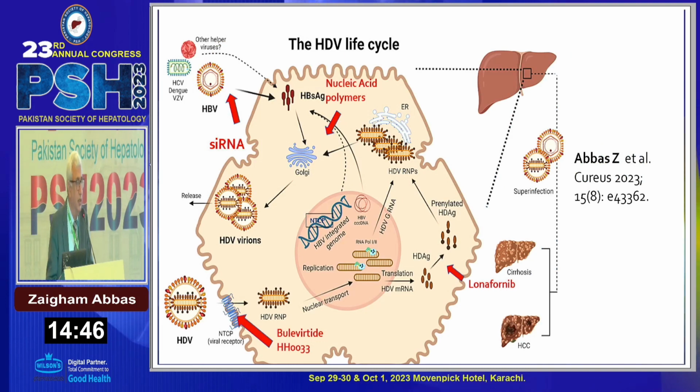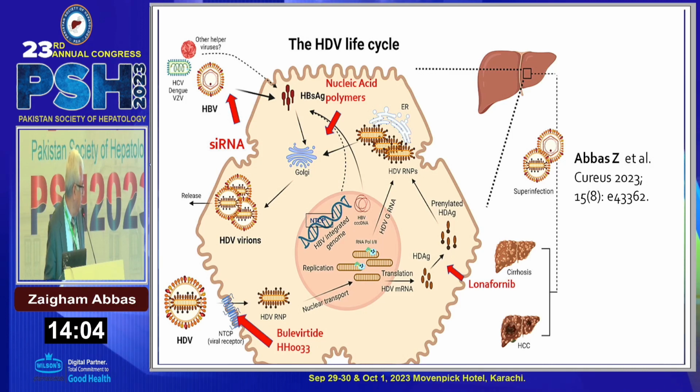About the treatment, we should know where these drugs act. The hepatitis D virus recognizes the same receptor as the hepatitis B virus, which is the sodium taurocholate co-transporting peptide, and then the virus enters. So there are two drugs. One is bulevirtide, which has now been approved by the European agency. Another drug is HS0033. These drugs prevent the entry.